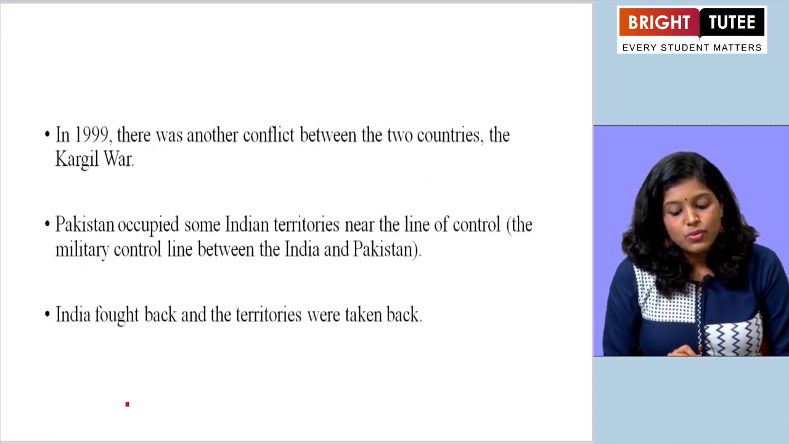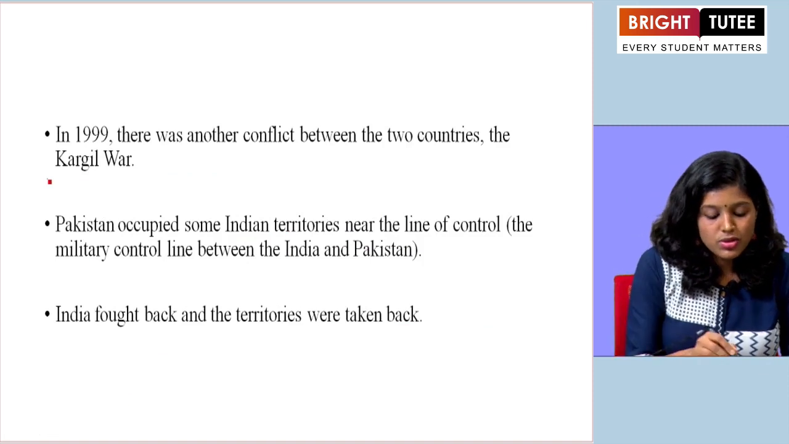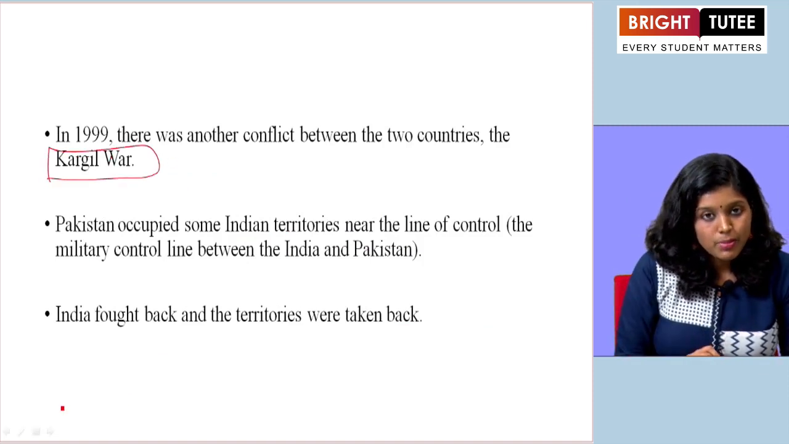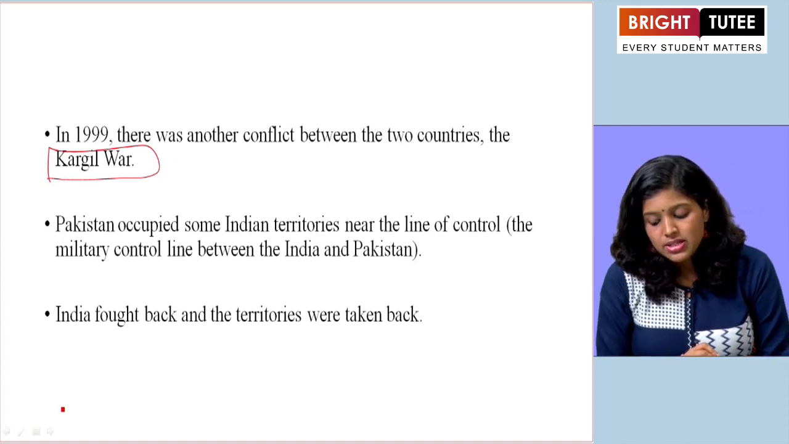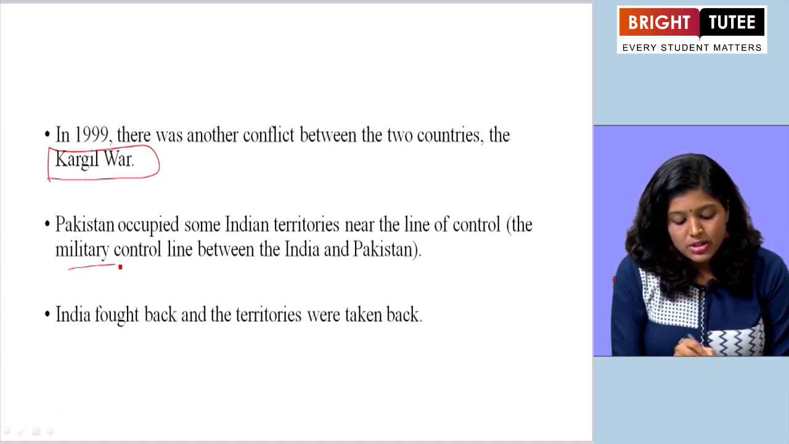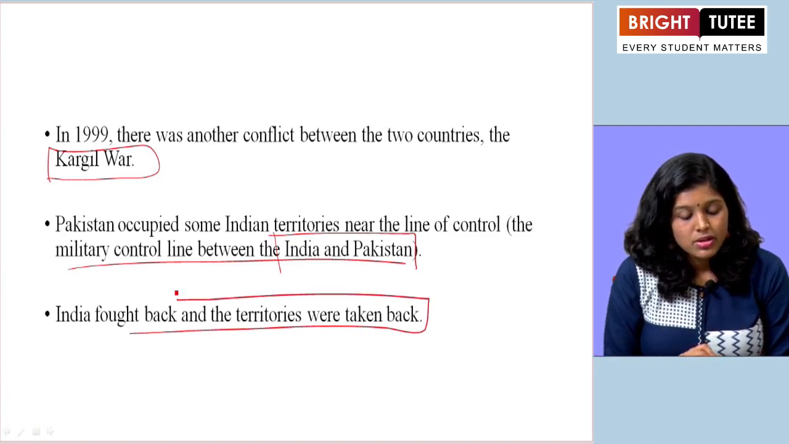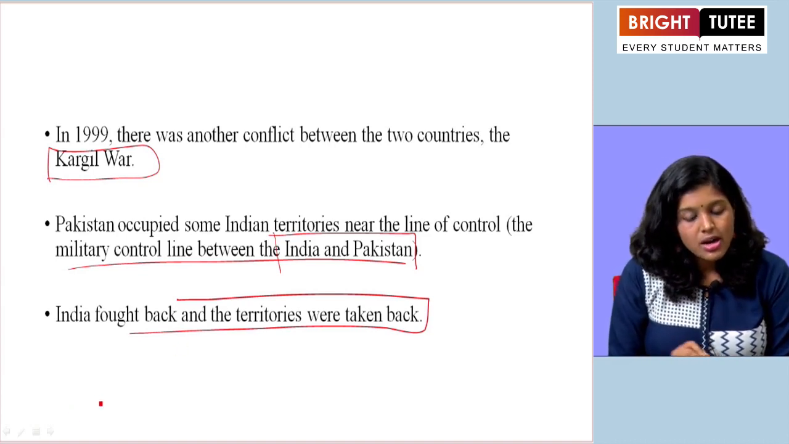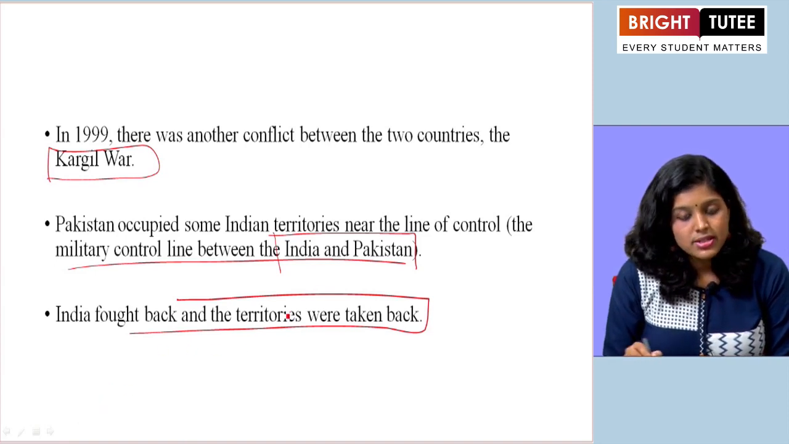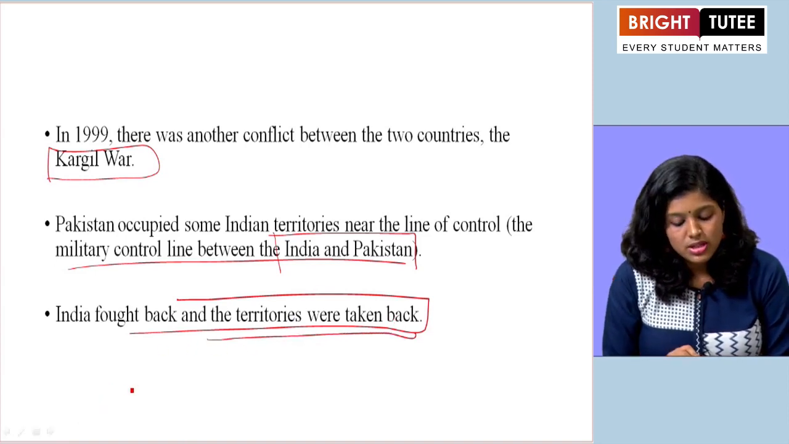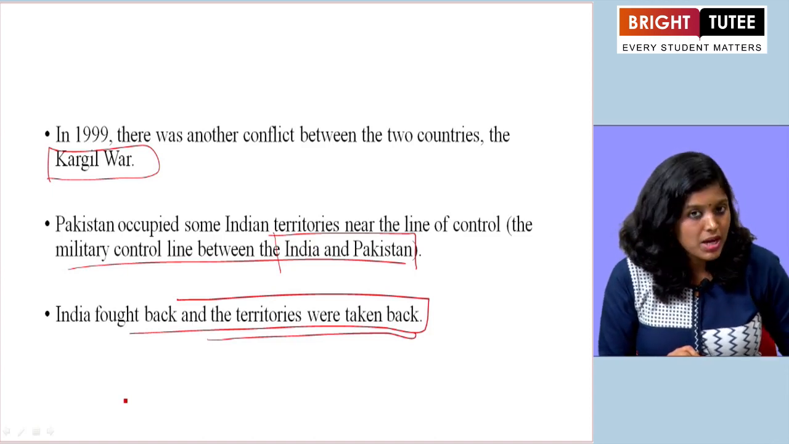In 1999, there was another conflict between the two countries, the Kargil War, and Pakistan occupied some Indian territories near the line of control, that is the military control line between India and Pakistan. India fought back, and post war India succeeded in taking back those territories which were annexed or occupied by Pakistan.